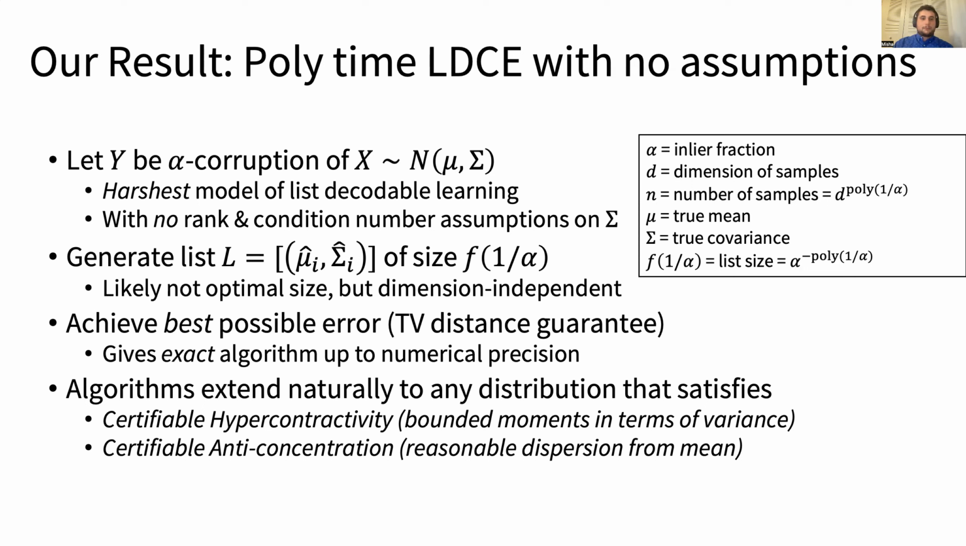So our result overall says that in the harshest model, we can generate a list of dimension independent size, which achieves the best possible error. That's the key takeaway here. And once more, this is really the holy grail. This subsumes other list decodable learning work.